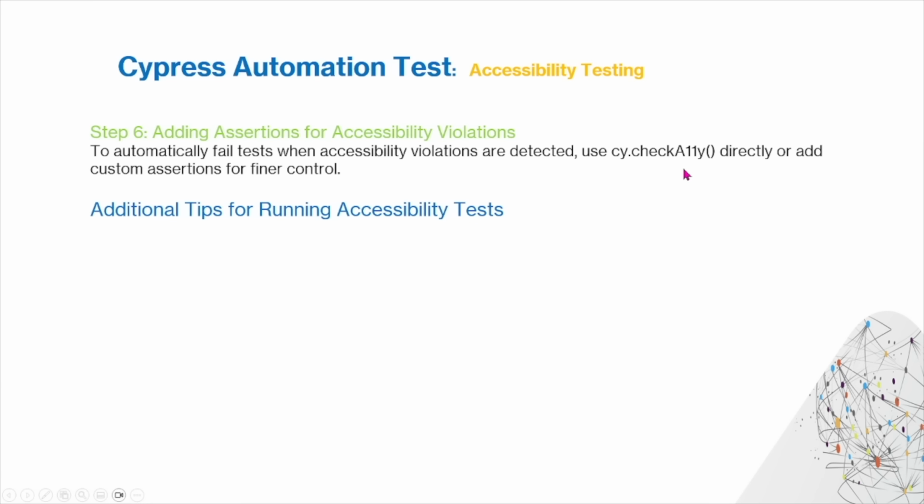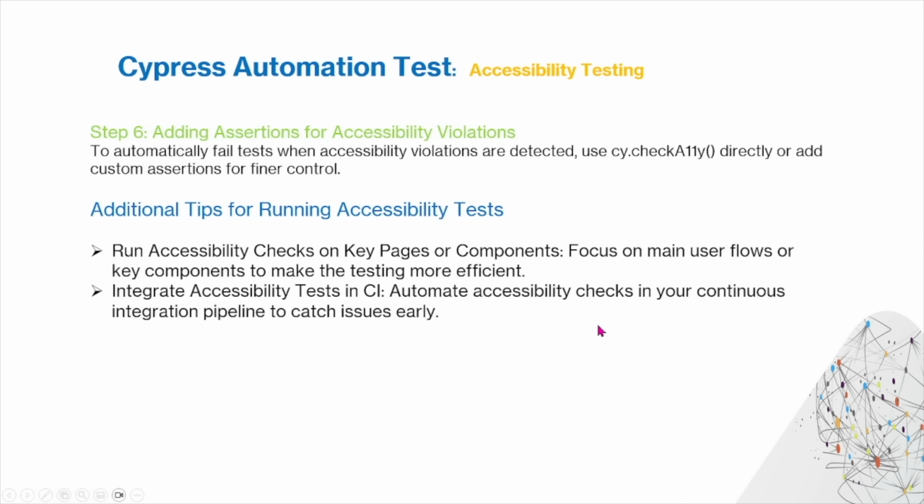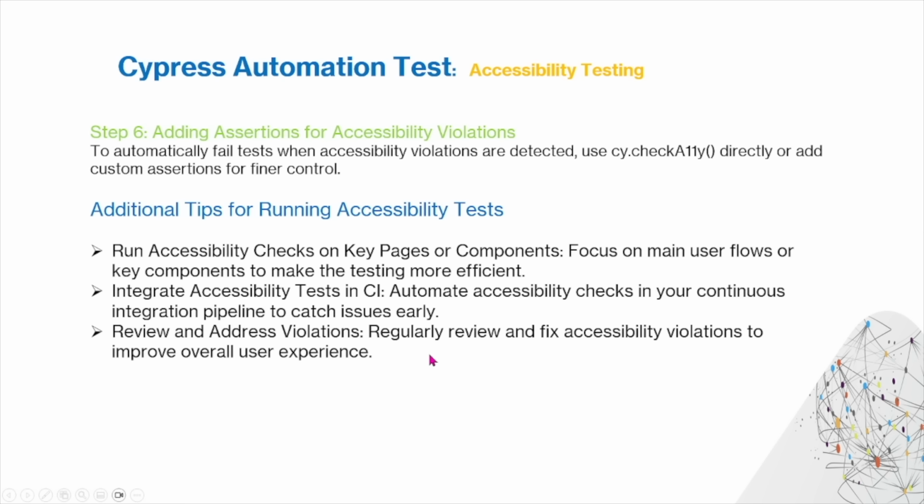Some additional tips that we have for running accessibility tests are: run accessibility checks on key pages or components. Focus on main user flows or key components to make the testing more efficient. Integrate accessibility tests in CI. Automate accessibility checks in your continuous integration pipeline to catch issues early. Review and address violations. Regularly review and fix accessibility violations to improve overall user experience.